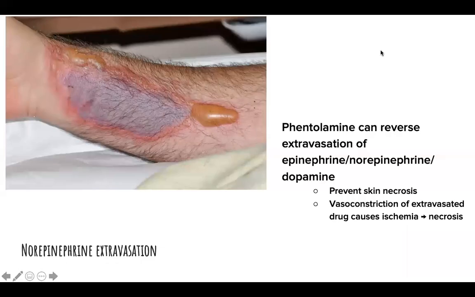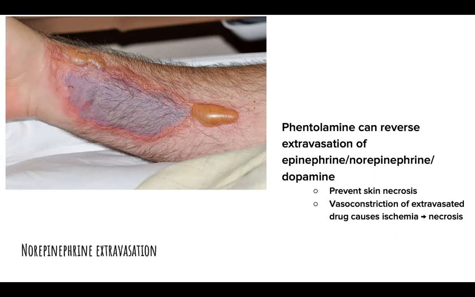Okay. Another use of phentolamine is to reverse the extravasation of epinephrine, norepinephrine, or dopamine. So you remember when we're giving these drugs and that IV medication extravasates, which is leaking out of the vein to the surrounding tissue and causing something damaging, those medications can cause vasoconstriction. If we have vasoconstriction, we're not able to get blood to the surrounding tissue. And if it doesn't get blood for long enough, the tissue begins to die.